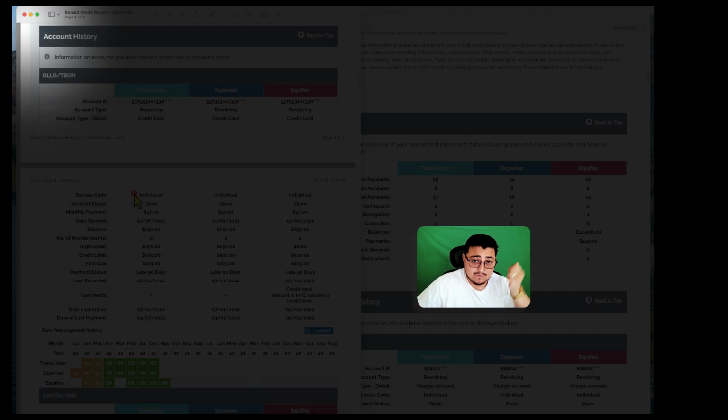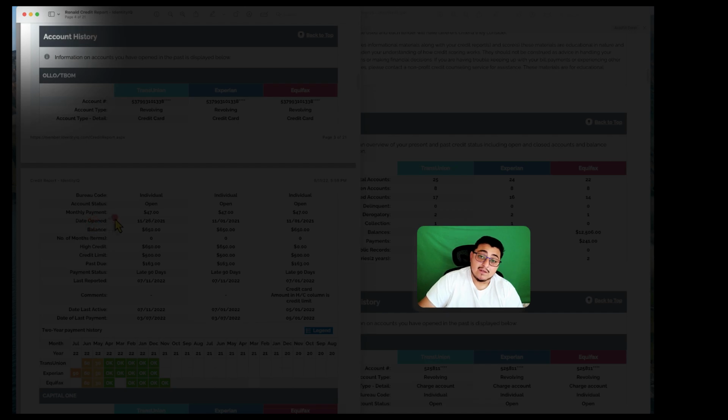Now it's going to show you on a credit report if this is an individual account, if this is a joint account, or if it is a co-signer account. Account status, if it's open, if it's closed, obviously we know that this account is open with some late payments, because if you look at the due payment history, it tells you right off the bat.